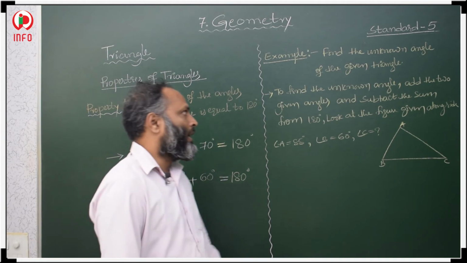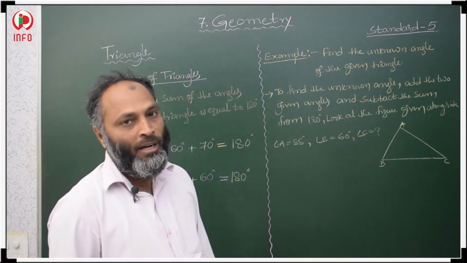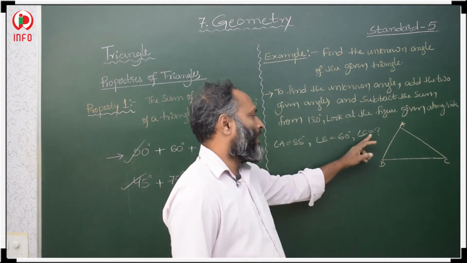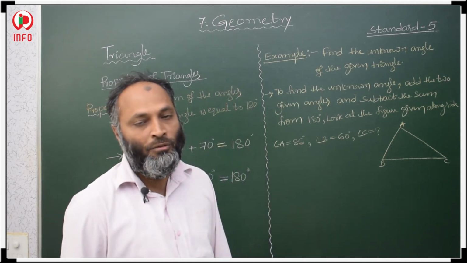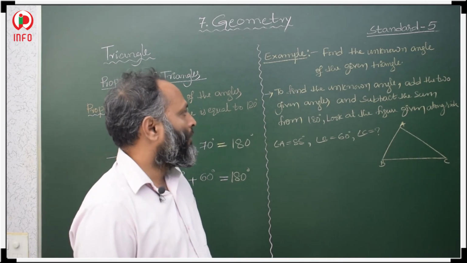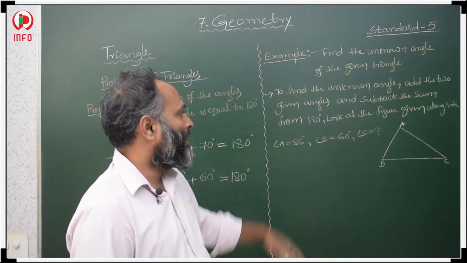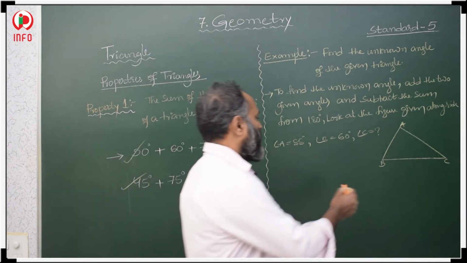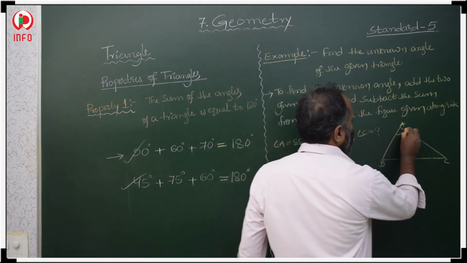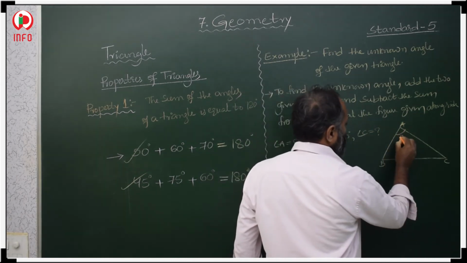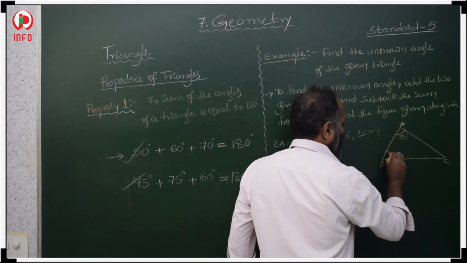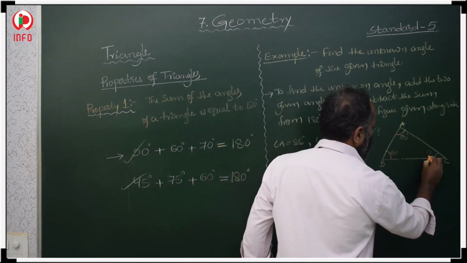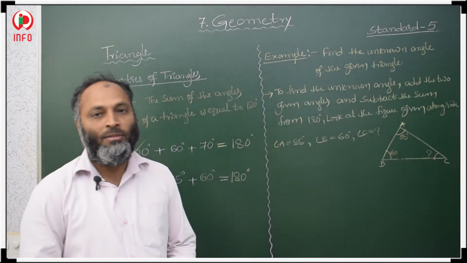Okay. Now, based on this property, one question. How will the question be asked? Unknown angle, how to find? If 2 angles of a triangle are given, how do we find the third angle? To find the unknown angle, add the 2 angles and subtract the sum from 180. Here in the picture, see angle A is given as 85 degrees, angle B is given as 60 degrees. Then what is angle C? Angle C we have to find.